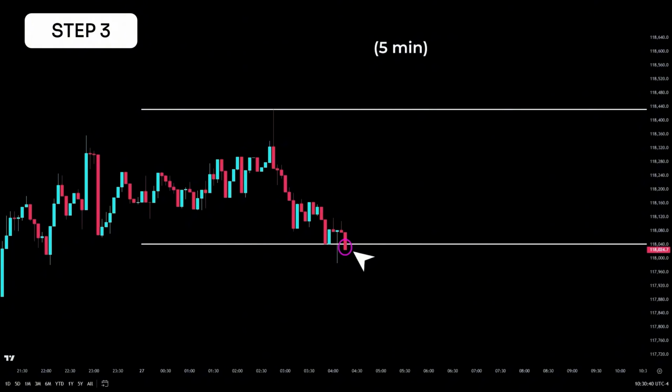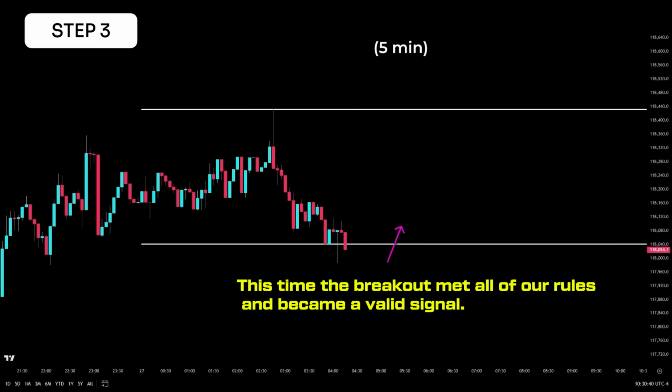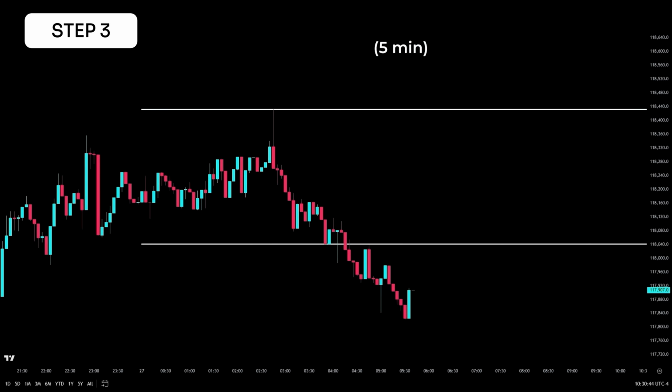A short time later, another bearish candle closed completely below the range low. This time, the breakout met all of our rules and became a valid signal. Now, we wait for price to re-enter and close back inside the range again. And right here, the candle closes back inside. So, that completes step 2.